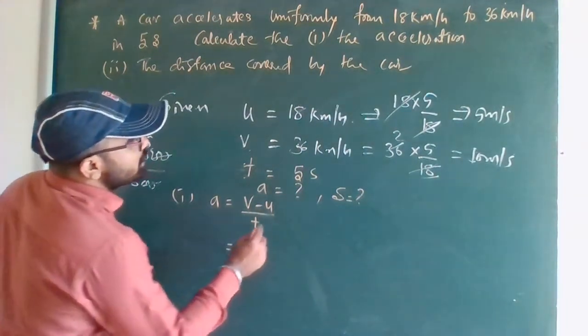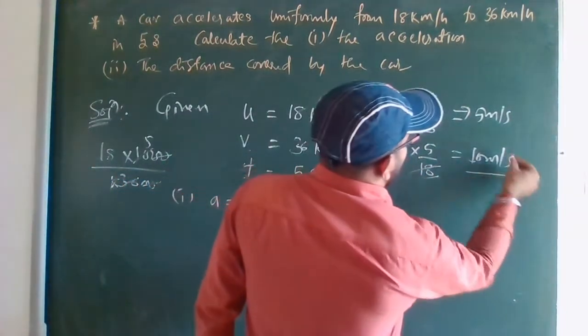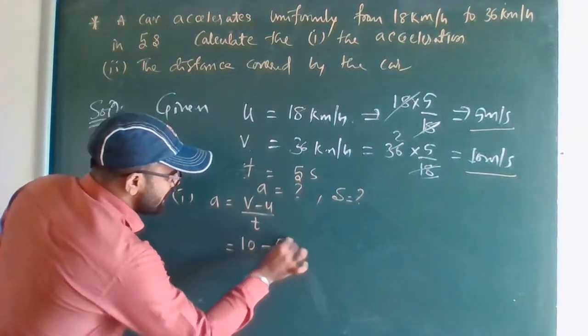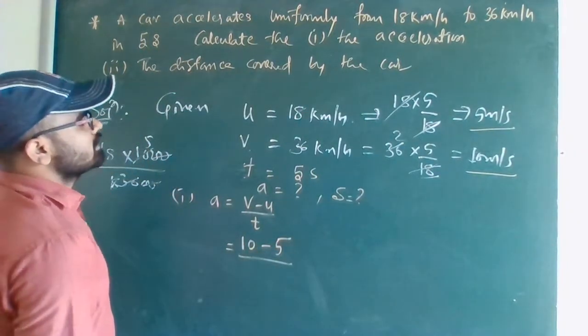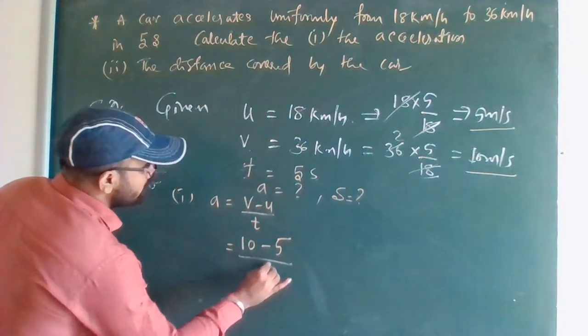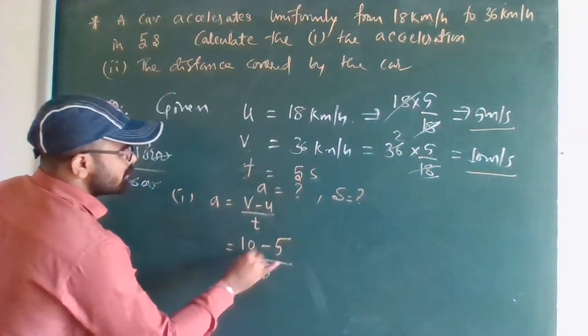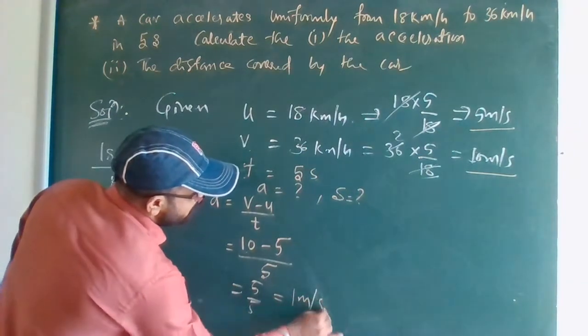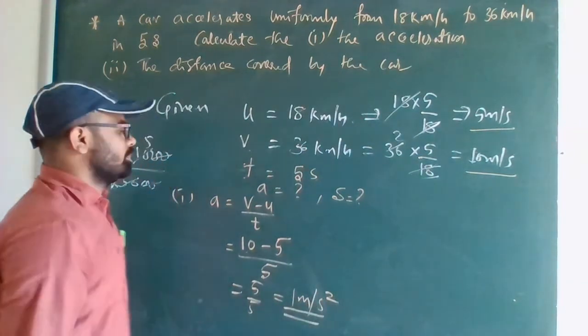So what is my V here? V is 10 meter per second, U is 5 meter per second. So 10 minus 5 divided by T, which is 5 seconds. So 10 minus 5 is 5. 5 by 5 is 1 meter per second square.